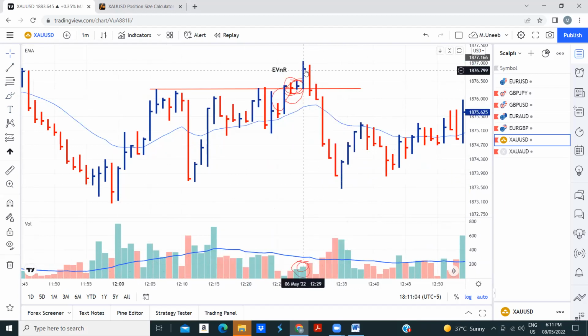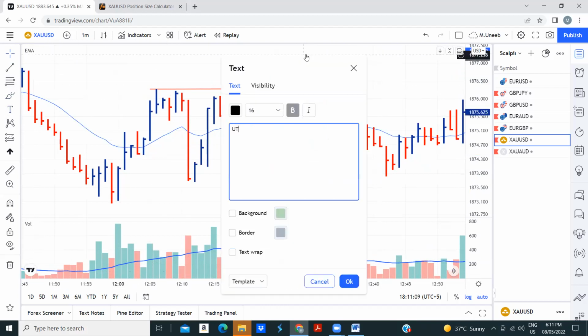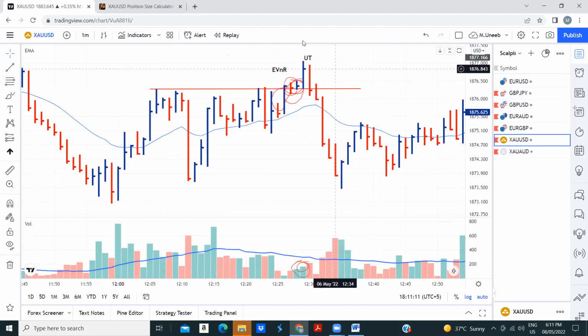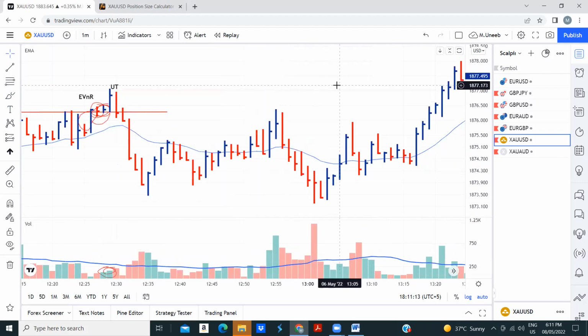And what happened after this? We see a huge bar and then reversal. This is upthrust. And then we go short. So this breakout will fail. Got it?